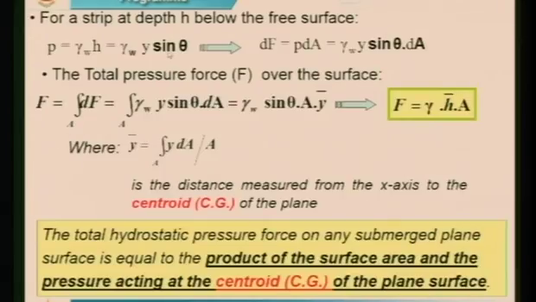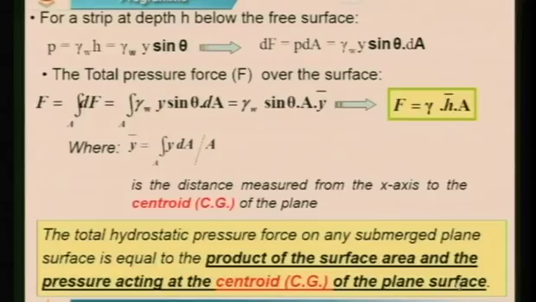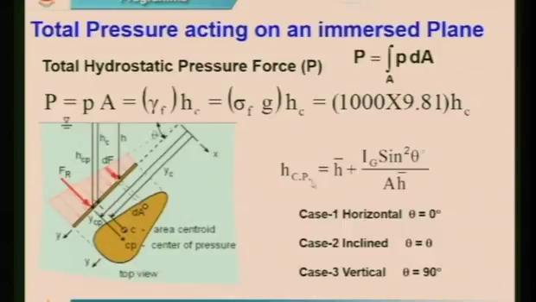Now, you can see I have the derivation. We have taken a small strip, y sin theta is there, the derivation is continuing, the force concept is the same which I defined here: P is equal to gamma Hc bar into A, then y bar is the centroid which we are going to get directly. So, the total hydrostatic pressure force on any submerged plane surface is equal to the product of the surface area and the pressure acting at the centroid of the plane surface, into gamma w. Those things you take care of, and you can see the center of pressure general formula has come.